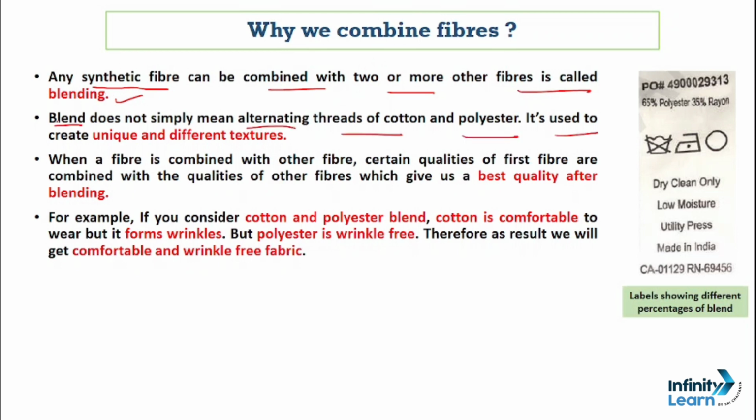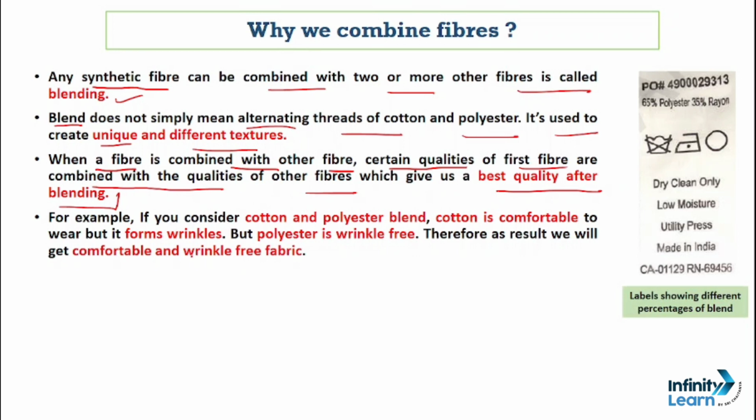So blending is not an easy simple technique in which they only alternate threads of cotton and polyester. It's mainly used to create a unique and different type of textures by which the public gets attracted to buy these. So when a fiber is mainly combined with other fiber, then certain qualities of the first fiber get combined with the qualities of the other fiber, by which at the end we get the best quality after blending. So basically blending is a mixture of two different fibers by which we get the mixed quality of two different types of fibers.